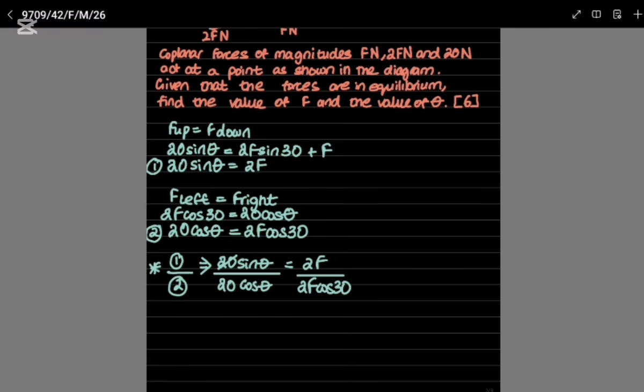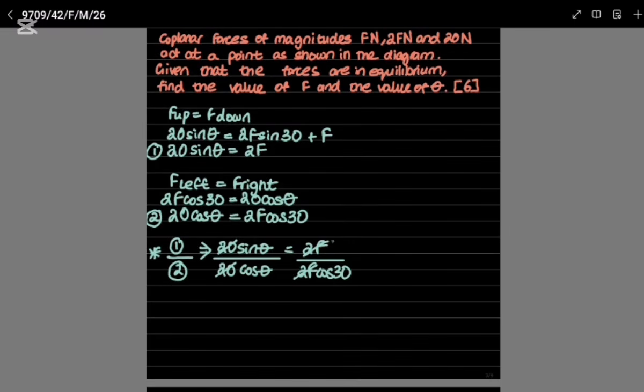So 20 and 20 cancel out, 2F and 2F cancel out, so this implies that sine theta over cos theta gives you tan theta. Tan theta is equal to 1 over cos 30. What is that? 1 over cos 30 is 2 root 3 over 3. Now theta over here is tan inverse of 2 root 3 over 3. Now what does that give you? This gives you theta as 49.1 degrees.